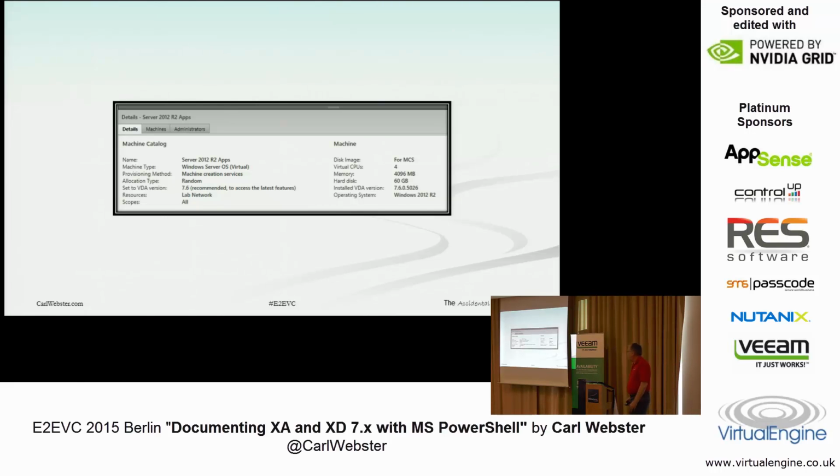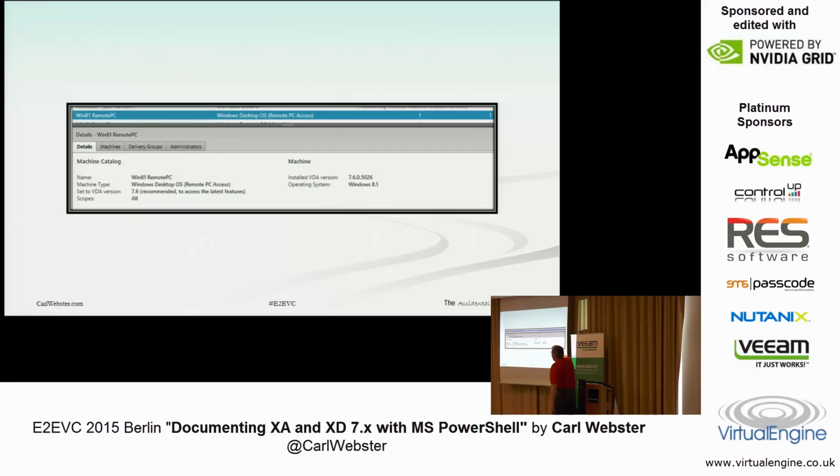It's in the script. Now, some of them, like remote PC, will have 4 tabs. So for each of the catalog types, we give you all the information for all of the tabs that are in the bottom half of the screen.